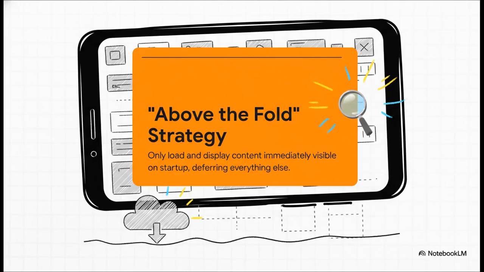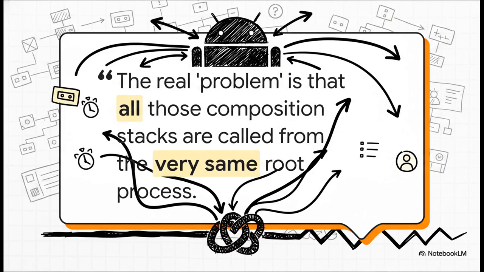A fantastic strategy, actually borrowed from web development, is the above-the-fold technique. The idea is super simple. Only draw what the user can see right away. Everything else, all the stuff off-screen, it can wait. And one analysis of a slow Compose UI found this exact problem. It wasn't that individual parts of the UI were slow on their own. The issue was that the app was trying to compose and render everything all at the same time, which created this huge bottleneck on the main thread.